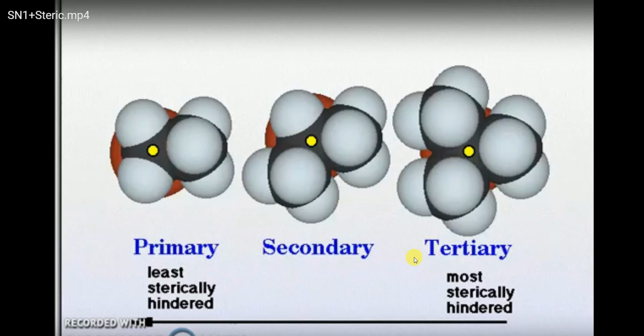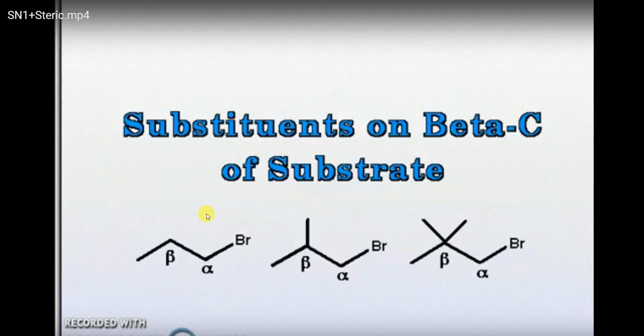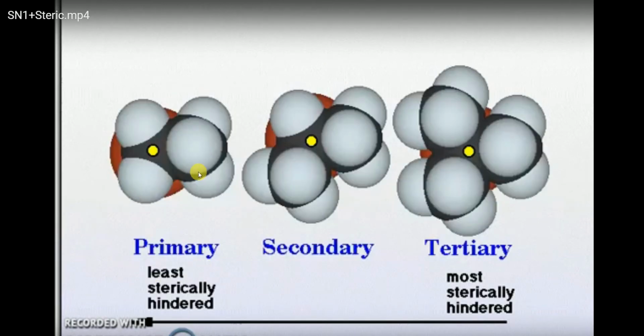If you have a primary carbon, it's least sterically hindered because it has fewer carbons bonded to it. If you have a tertiary, it's more sterically hindered because there are more atoms involved. As you can see, it's much more clumped up on this tertiary alpha carbon. You can see all the different hydrogens attached to the carbons, so it's more sterically hindered. These are all SN1, by the way. Oh, this is SN1, that's SN2. Sorry about that. So that's SN1, that's SN2 reaction.